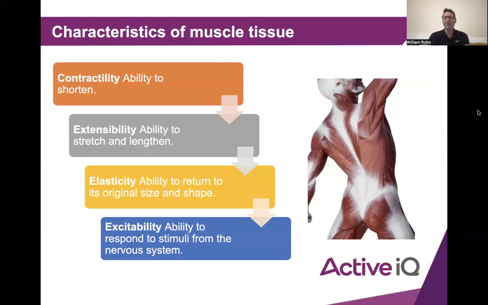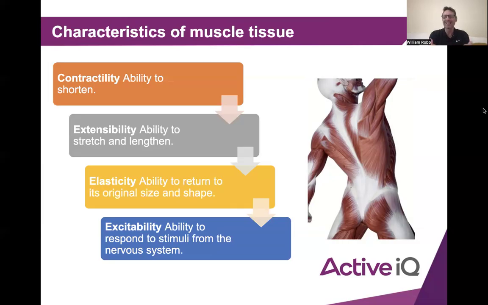Okay, so let's look now at the characteristics of the muscle tissue. Muscle tissue has the ability to shorten through contractility. It has the ability to extend and lengthen through extensibility. So here, the muscle's getting shorter, it contracts. Here, the muscle gets longer, it extends. It has the ability to return to its original shape. So if we see here, my muscle has returned to the original shape after use via elasticity.